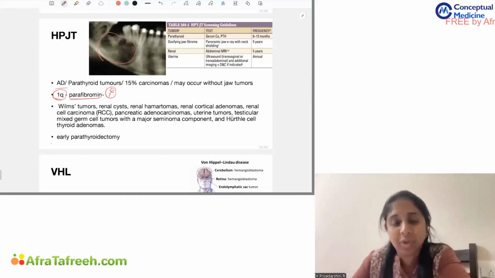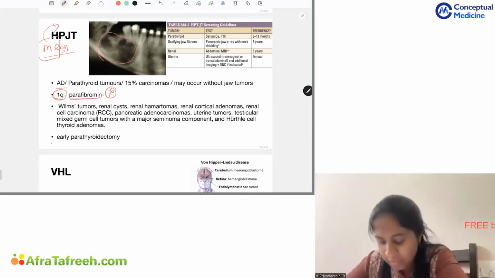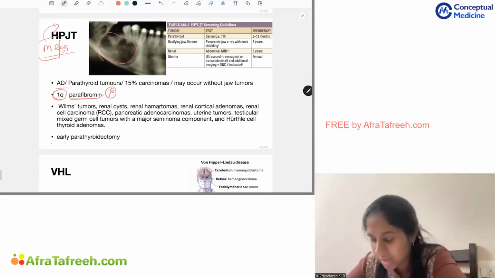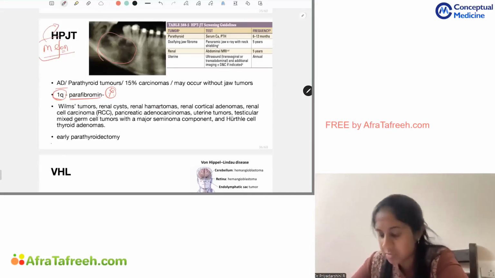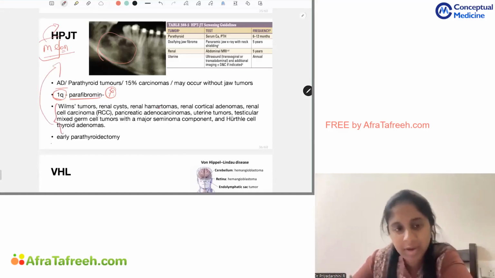I told you this is a MEON syndrome, right? So this is MEON. So apart from the endocrine part, which is hyperparathyroidism, the organ part is all other organs. They may manifest with Wilms tumor, renal cyst, renal hamartoma, renal cortical adenoma, renal cell carcinoma, pancreatic adenosis, uterine tumor, testicular mixed germ cell tumor, etc. So all these things can manifest along with hyperparathyroidism.